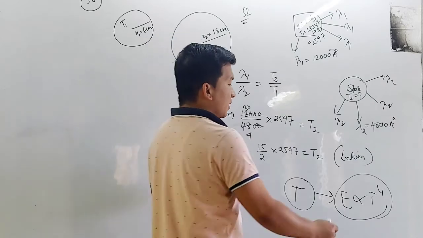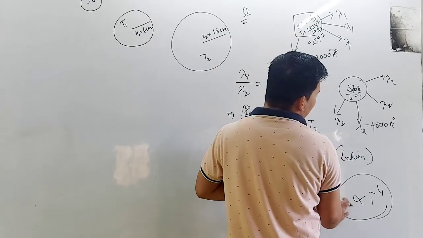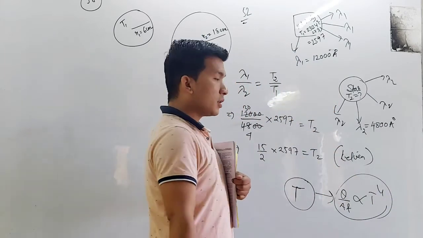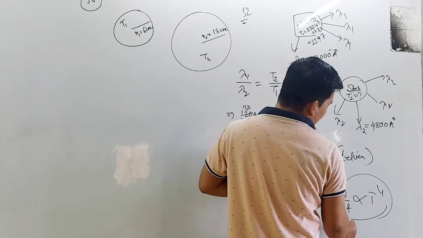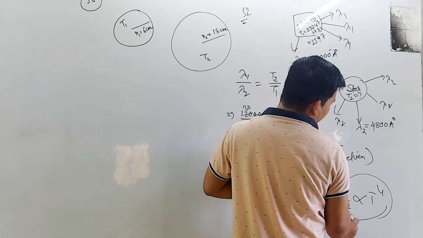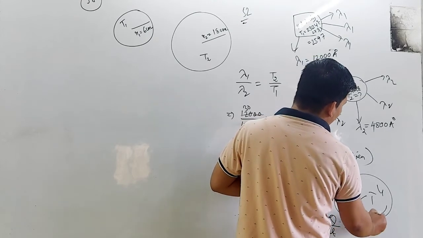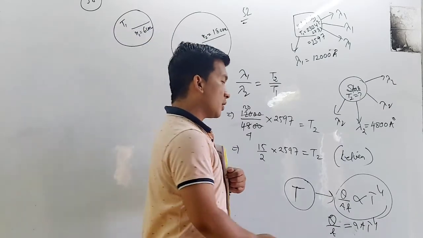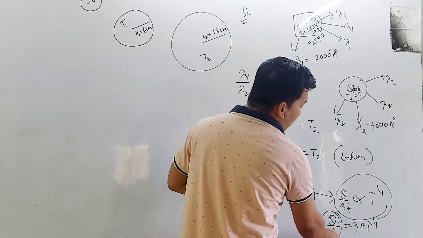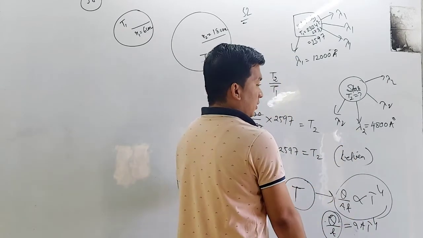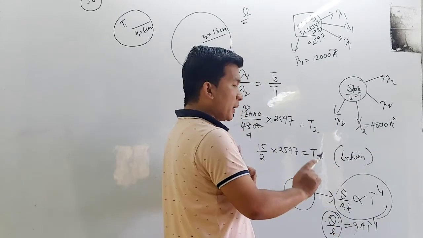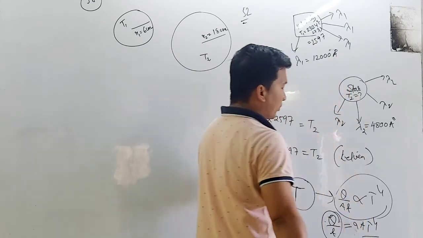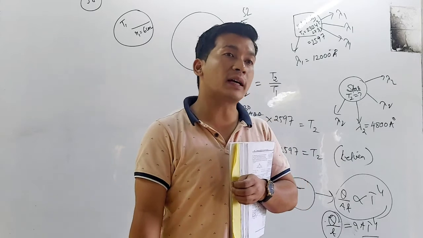We can easily calculate this: Q divided by A t is equal to sigma T to power 4. We have already defined this in Stephen's law. What is being asked? The radiation produced by the first body divided by the radiation produced by the second body is to be compared, but for the application of total energy produced we have to know the temperature.